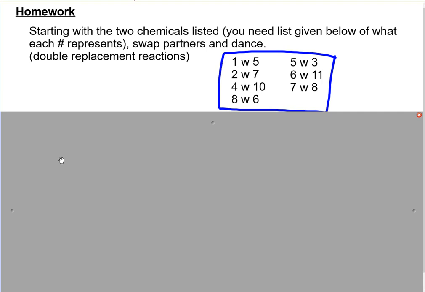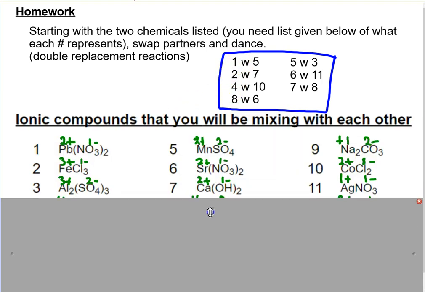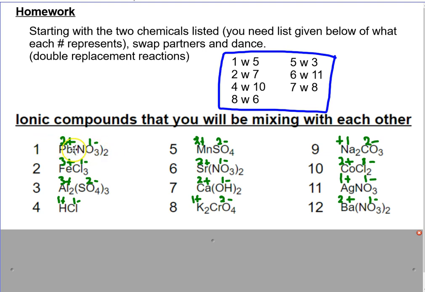And those 12 chemicals will all be mixed with each other. And you think, oh my goodness, what a terrible mess that's going to be. Not really. You'll find out about that tomorrow, though. But in reality, we're actually going to mix chemical number 1, which is lead nitrate, with chemical number 2, which is manganese sulfate. And then we're going to mix chemical number 2, which is iron 3 chloride, with number 7, which is calcium hydroxide. What a concept.